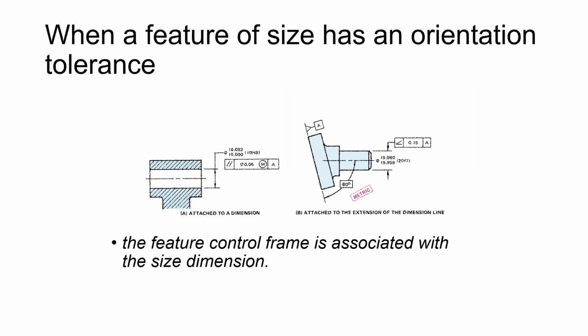Over there on the right, now we've got a shaft. And the shaft has got the 19.958 to 19.98 tolerance on it, and it's saying that it has an angular tolerance that must be within 0.15 of datum A. So we have to be at that 80.15 or 79.85 tolerance with datum A, that measurement. This one doesn't have a modifier, but if it had a maximum material modifier, it would be the larger diameter in this case. It doesn't have that though.